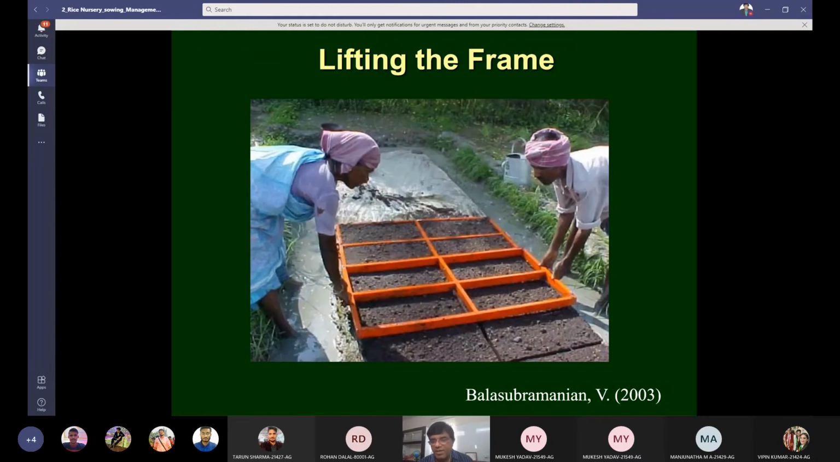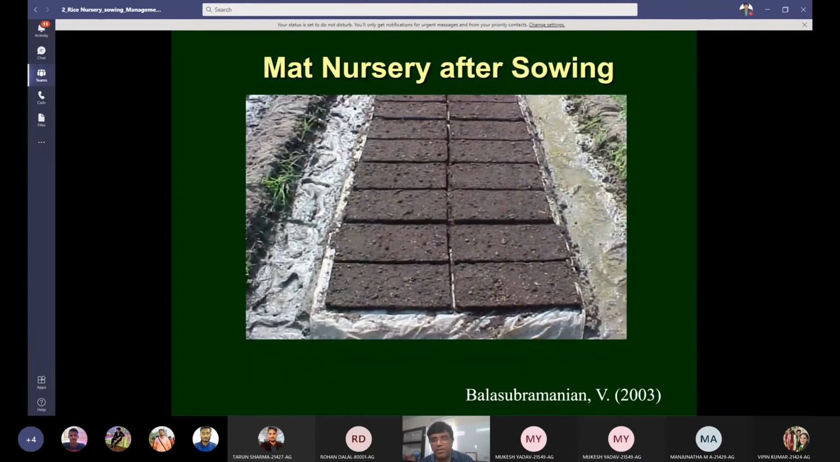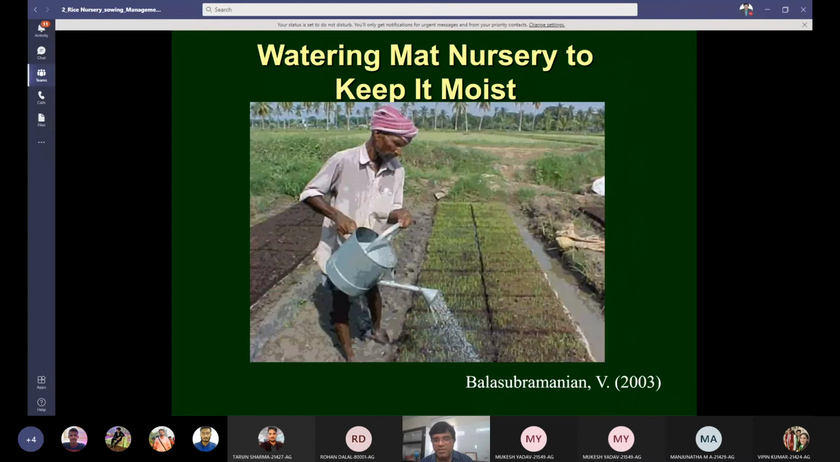Lift the frame after the soil or soil mixture is settled well, then you can remove these frames. So it looks like this. Now frames have been removed and seed germination will start, and then you can give water with a Hajara, and after some time you can start flooding the area. You can put water throughout the nursery.